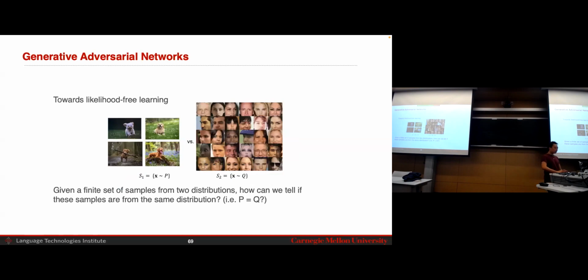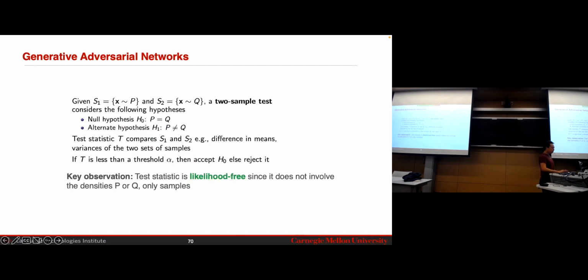So the key idea is that instead of doing likelihood-based, I'm not going to use any likelihoods. I'm just going to work in sample space. If I have a bunch of samples that are real and a bunch of samples that my model generates, how can I distinguish between these two sample distributions? And the whole idea of GANs is exactly based on these two sample tests. Say S1 is samples from one distribution P, and S2 is samples from another distribution Q. A two sample test basically tests the null hypothesis that P and Q are actually the same distribution from which we see these samples, versus the alternative that P and Q are different distributions that actually generated these two samples.